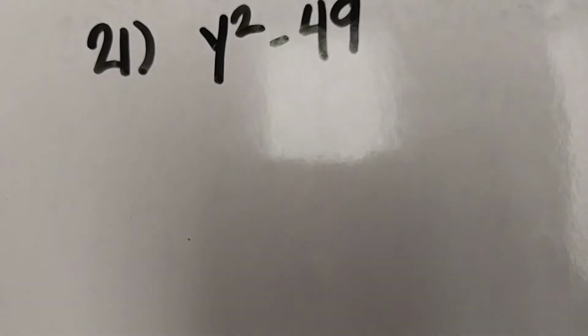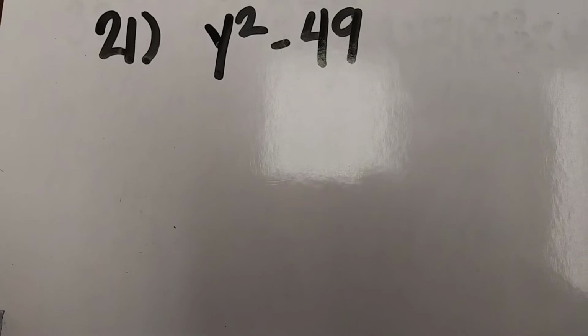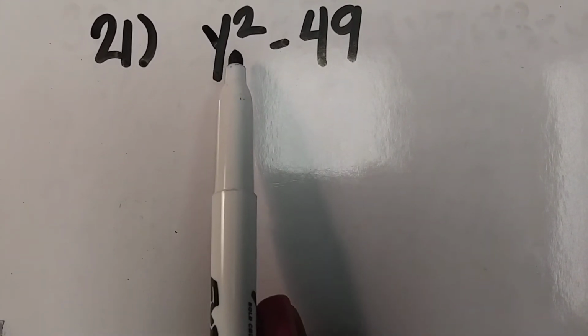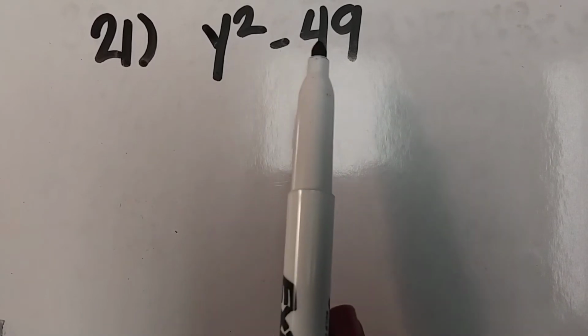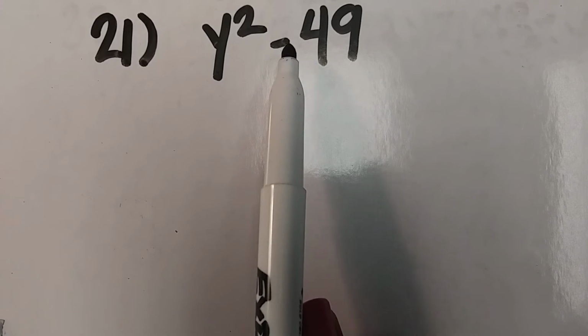Turn to page 318 and look at number 21. It says factor each polynomial. I have y squared minus 49. Now right here, this is a difference of two squares. And the reason I know that is because I can take the square root of y to the second and I can take the square root of 49 and it has a minus sign in between it.